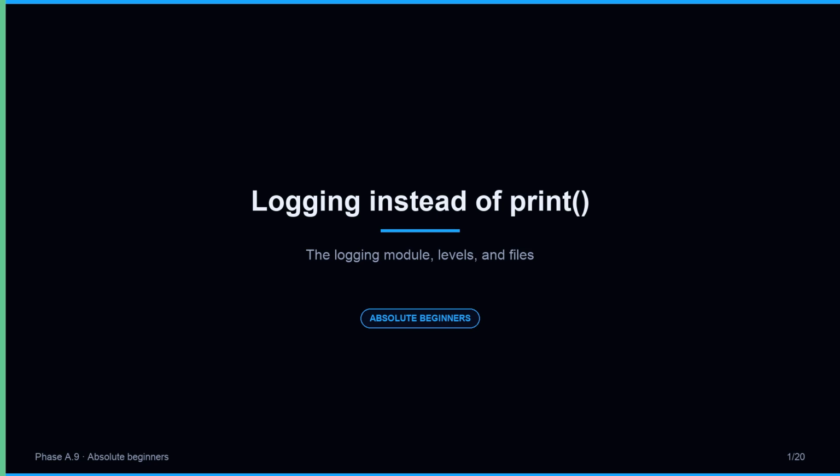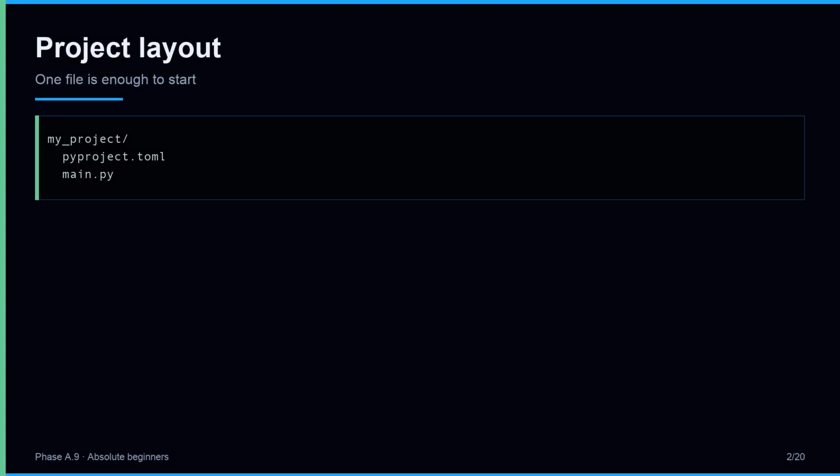Logging has levels: debug, info, warning, error, critical. You can turn levels on and off without touching the code. You can send logs to the console, to a file, or both. By the end you will know how to set up logging once at the top of your program, then use it everywhere with one consistent style. Levels change everything. Here is the project for this lesson.